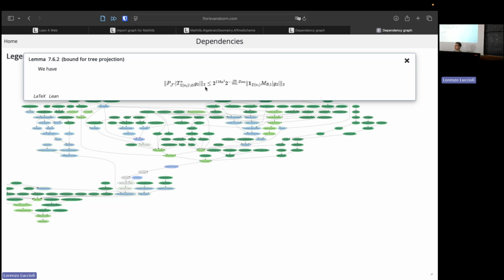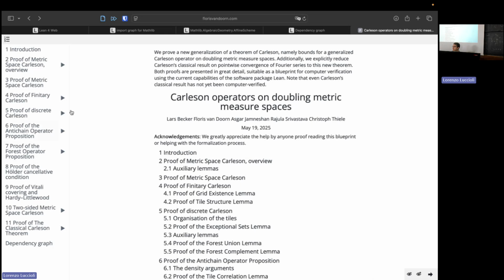Someone outside of academia can do it. Contribute to it. Yeah, this is the blueprint. The graph is automatically generated from the blueprint. So from this, the blueprint is a guide. Yes, you write your paper this way.